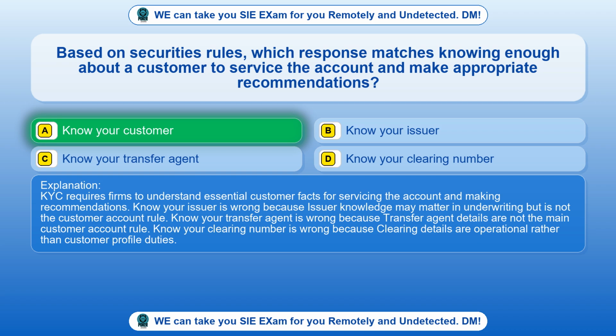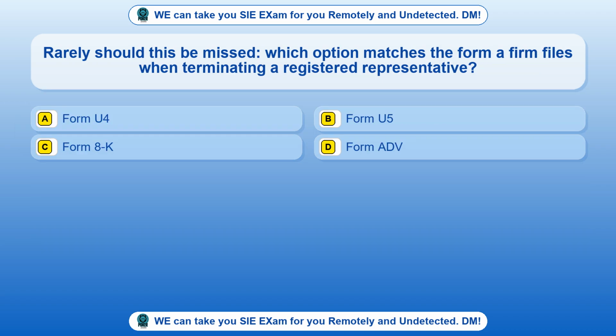Know your clearing number is wrong because clearing details are operational rather than customer profile duties. Question 18. Rarely should this be missed. Which option matches the form a firm files when terminating a registered representative?